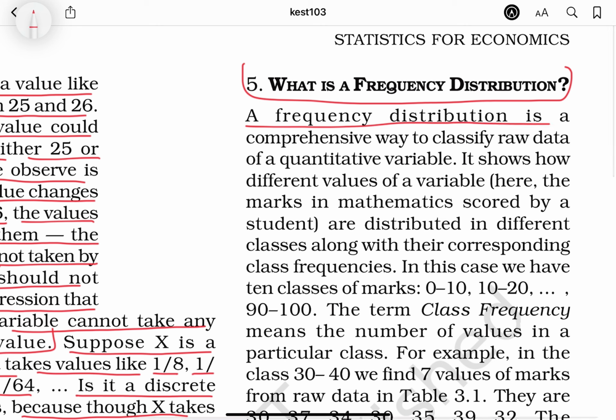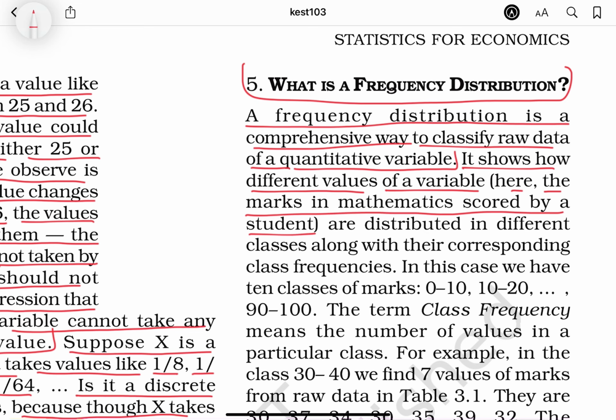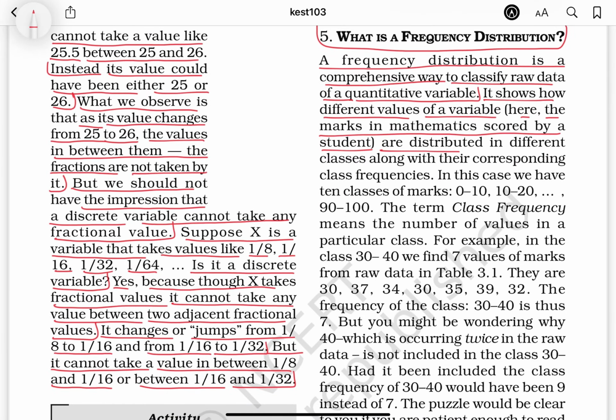A frequency distribution is a comprehensive way to classify raw data of a quantitative variable. It shows how different values of a variable, here the marks in mathematics scored by a student, are distributed in different classes along with their corresponding class frequencies. In this case, we have 10 classes of marks, 0 to 10, 10 to 20, say 90 to 100. The term class frequency means the number of values in a particular class.